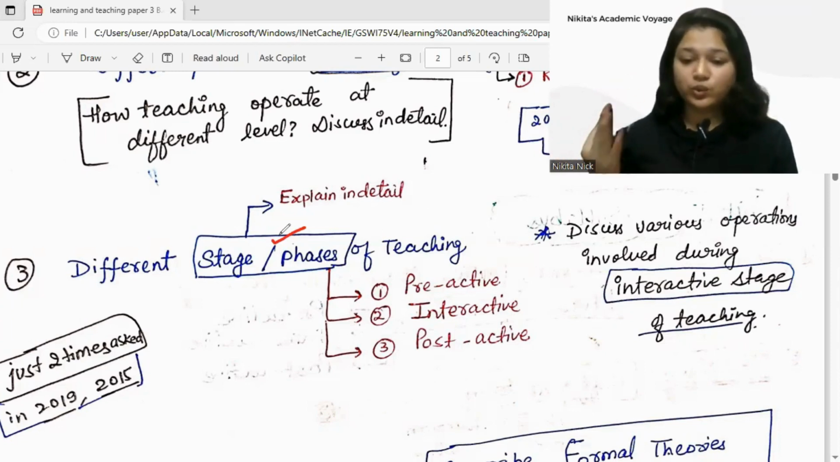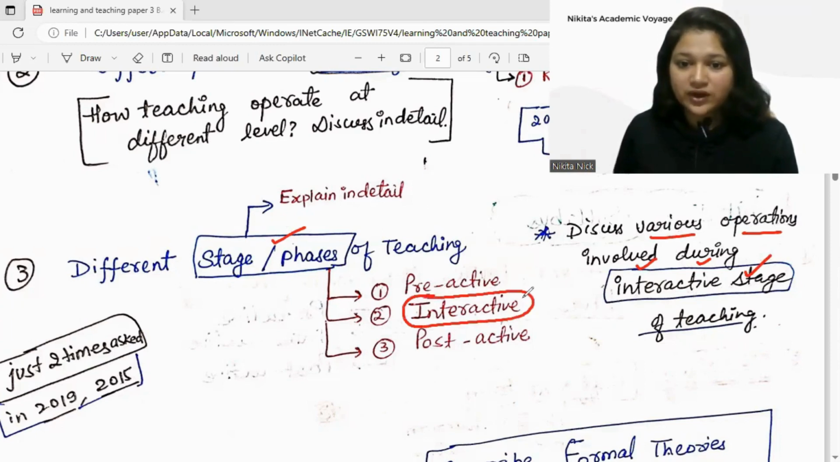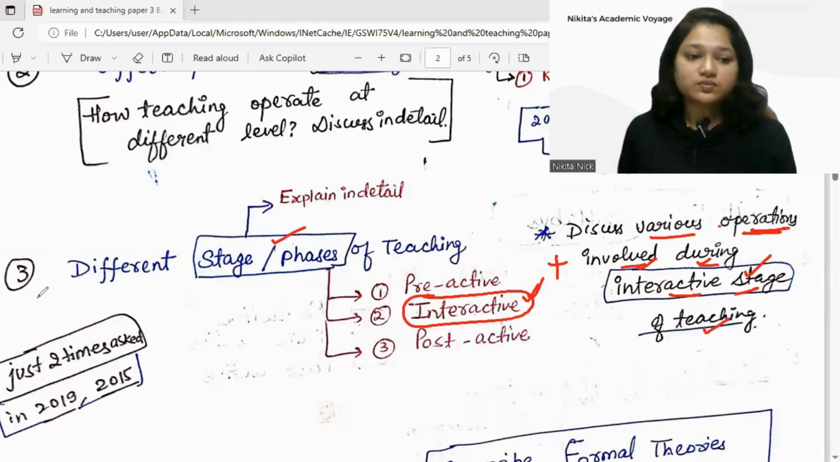Levels of teaching is different: memory level, understanding level, and reflective level. But different stages or phases of teaching are pre-active, interactive, and post-active. Now, discuss various operations involved during the interactive stage. They are talking about this particular interactive phase: discuss various operations involved during the interactive stage of teaching. You can ask like this as well.